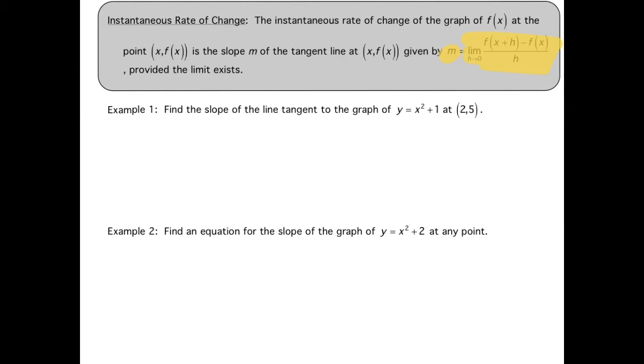Okay, so in example 1 here, we need to find the slope of the line tangent to the graph y equals x squared plus 1 at the point 2, 5. So first we're just going to find the general slope, and then we're going to get specific to what happens at the point 2, 5.